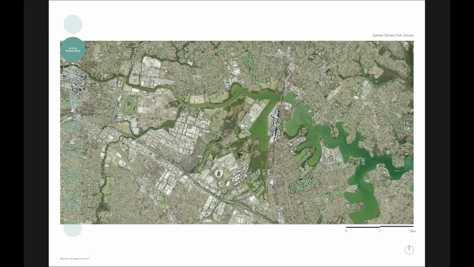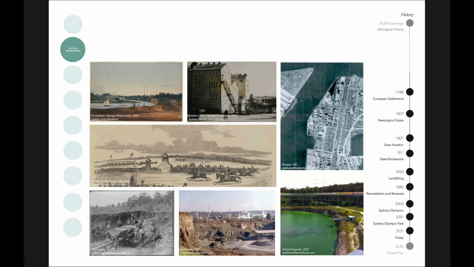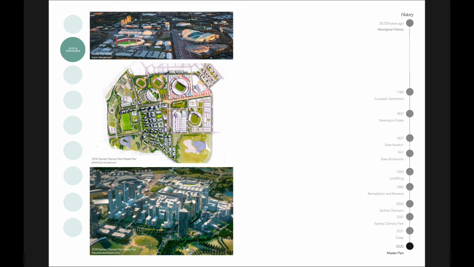its surrounding estuary. Estuary ecosystems have provided the Wangal people with resources for 28,000 years. During European settlement, the site underwent dramatic change and degradations in land and water quality. However, the 80s saw great remediation and renewal, preparing itself for hosting the 2000 Sydney Olympics. Today, it's a premier destination for sports, leisure, recreation, living, and nature conservation.